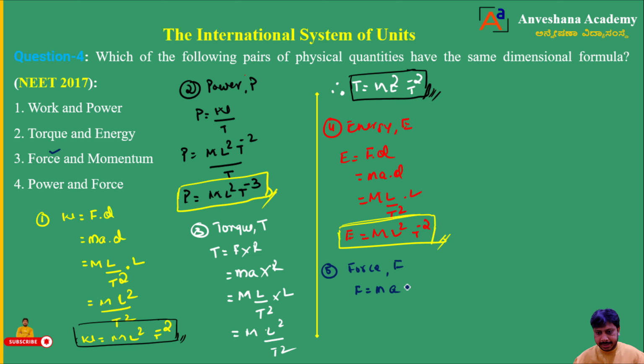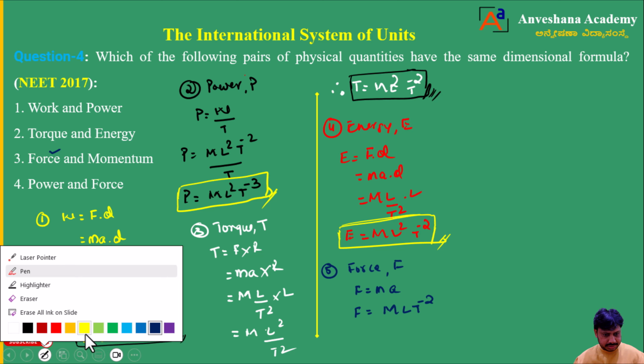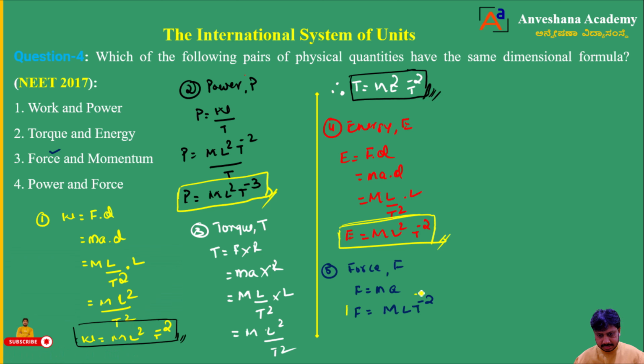M into A. So we know what is M? Fundamental quantity of mass, that is capital M. A is meter per second square. I will write it here T. Meter per second square is nothing but M T to the power of minus 2, dear students. This is the dimensional formula for the force actually. Similarly, you write down next.